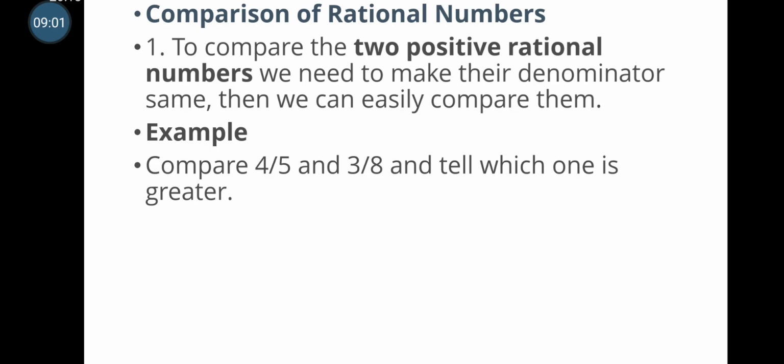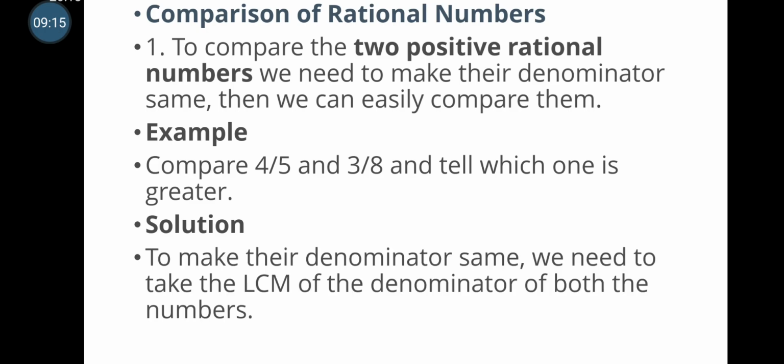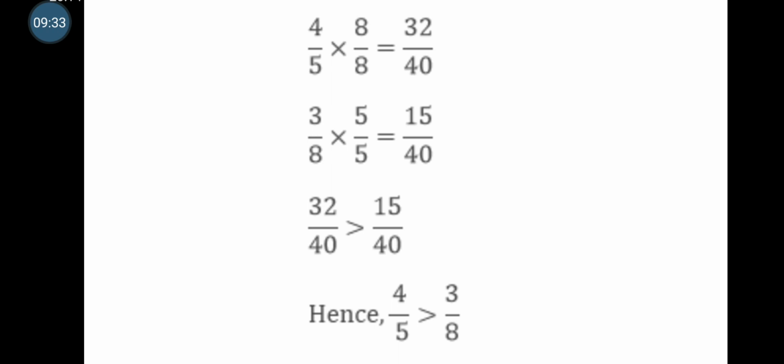Okay, so 4 by 5. So 5 is in the denominator and in the next number 8 is in the denominator. So it is very difficult to compare if we don't have the same denominator. So first change it to same denominator. So how to do that? We will take the LCM of the denominators of both the numbers and make them the same denominator. So LCM of 5 and 8 is 40. So make both the denominators 40.